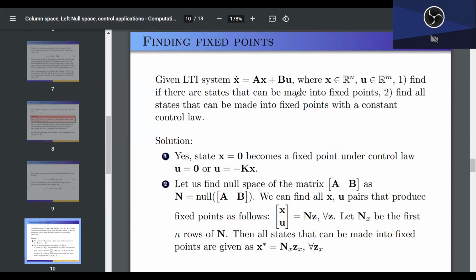Now let's find all states that can be made into fixed points with constant control. What I'm asking is actually this. We have this equation. This is a constant control law. This is the state that we are looking for. And all of this should be equal to 0. What is the space of solutions of this equation?